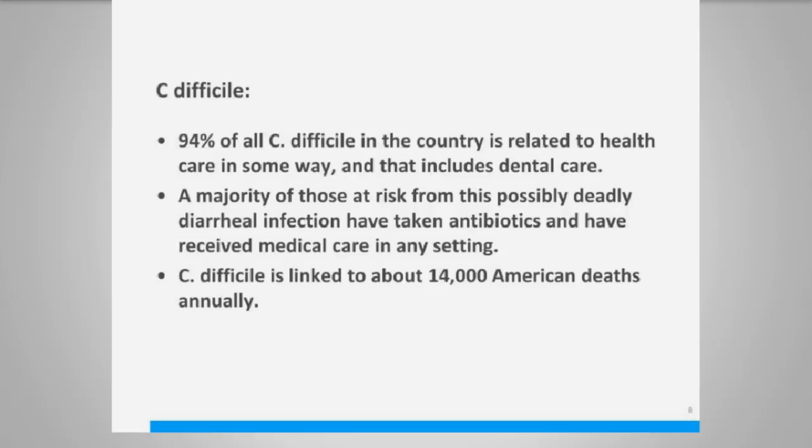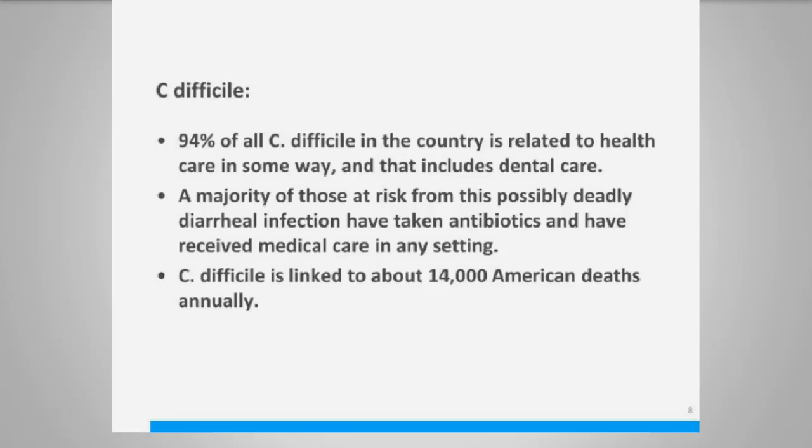94% of all C. diff in the country is related to healthcare in some way. I want you to think about that for a minute, because you might be thinking, I'm in dentistry, how are my patients going to end up with C. diff, which is something that happens in the intestinal tract. It's people end up with a diarrhea that just won't stop.